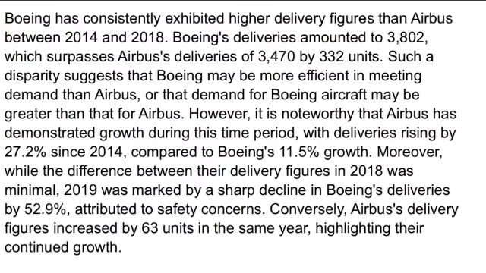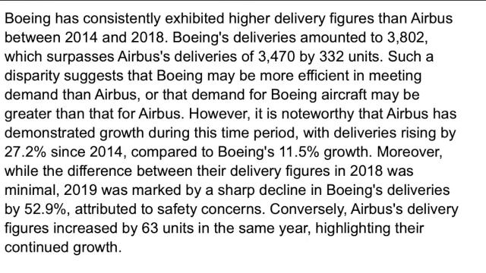Boeing has consistently exhibited higher delivery figures than Airbus between 2014 and 18. Their deliveries amounted to 3,802, which surpasses Airbus's deliveries of 3,470 by 332 units. So such disparity suggests that Boeing may be more efficient in meeting demand than Airbus, or that demand for Boeing aircraft may be greater than that for Airbus.